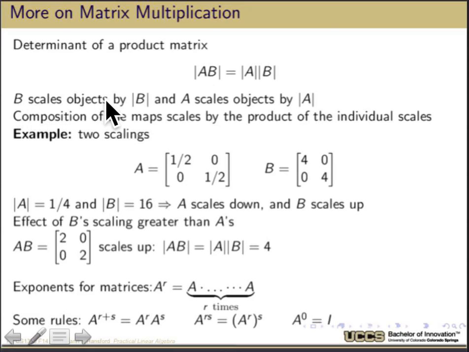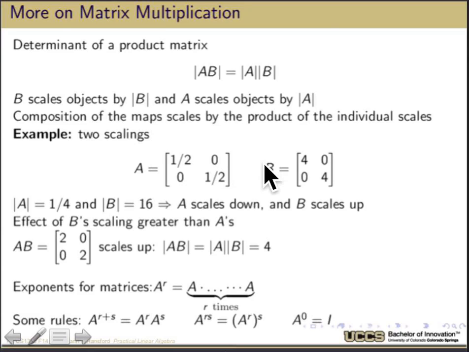B scales an object by the determinant of B, and A scales it by the determinant of A. So when I composite them, I first scale by A, and then I scale by B. If A is going to scale down by half, and B is going to scale up by 4, and I multiply these two out, what does the product look like? It's going to look like 2, 0, 0, 2, which scales up, because the two 2's scale this column by 2 and this column by 2, so the determinant is actually scaled up by 4.